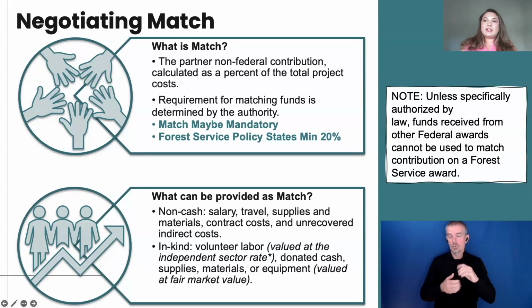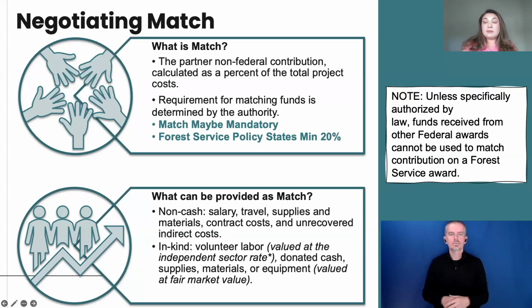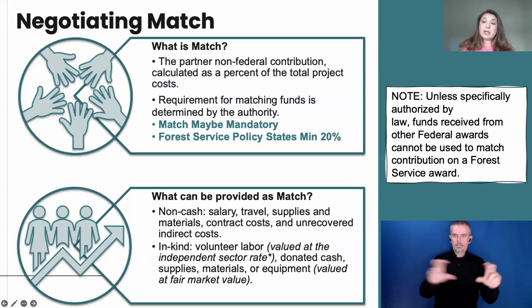So what can be match? There's this 20% amount. How do I even come up with that? Well, we look at it in two different components. One is the non-cash, a direct expense to you as a partner. So it's a salary that you may be paying. Maybe there's a few hours that we can match to the salary that is paid through the project, as well as different travel, supplies, or materials.